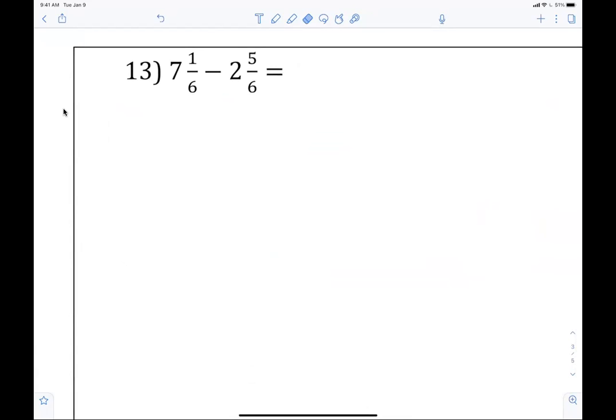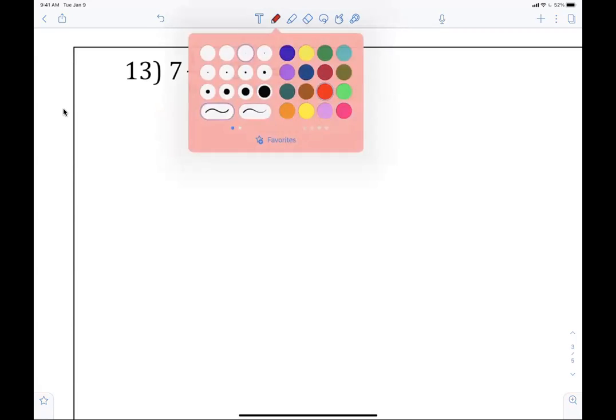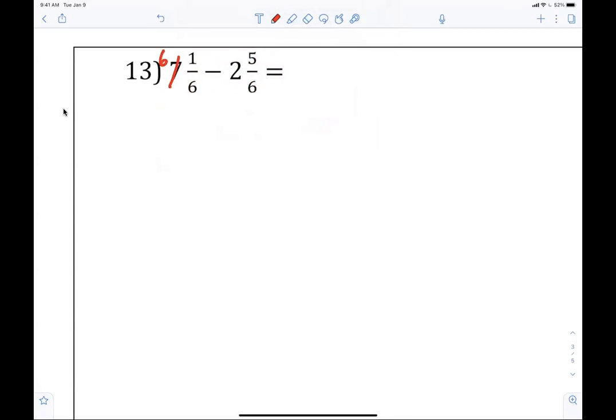Subtracting. However, do we need a common denominator? No, we do not. But what is the problem for this one? If I said 7 1/6 minus 2 5/6, what's the problem? You have to borrow. That's correct. And so when I borrow from the 7, I'm going to make it a 6. Now, because you paid attention yesterday, what happens to the 1 and the 6? You add them together. So cross out the 1 and make it a 7.